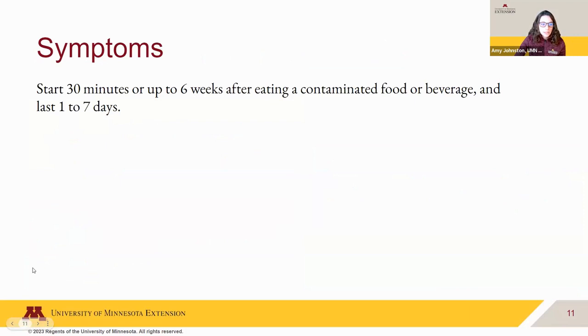Symptoms of foodborne illness can start very quickly after eating a contaminated food or beverage, but sometimes symptoms might not start for up to 6 weeks after eating the contaminated food or beverage. And this can make identifying the cause of the foodborne illness very challenging. I mean, I don't know about you, but sometimes I can't remember what I ate 2 days ago, let alone a couple weeks ago.